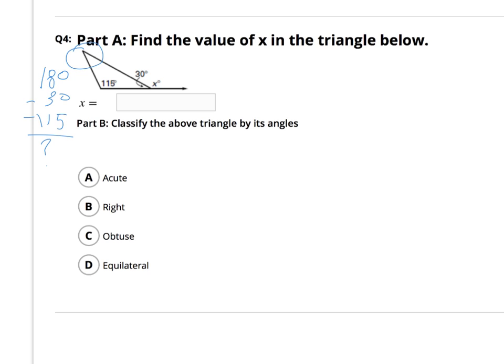Then what we want to do is take, and let's just call this angle A and angle B just for identification purposes. You're going to want to add those together. So to find x, x equals angle A plus angle B. Okay? And that'll give you the value of x. And then part B, is this an acute, right, obtuse, or equilateral triangle?